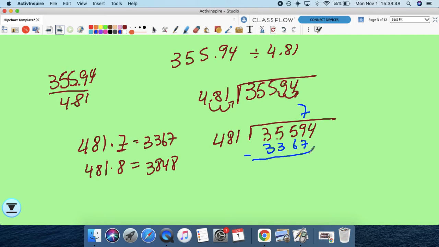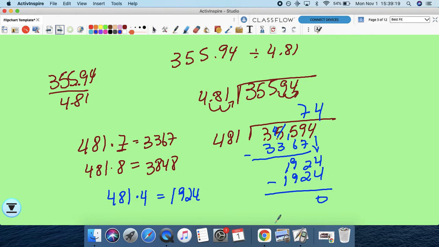Subtract. 9 minus 7 is 2. A little borrowing here, right? So 5 becomes 4, this becomes 15. 15 minus 6 is 9. 4 minus 3 is 1. What do we do now? We bring the 4 down. How many times can 481 go into 1,924? Let me try 4. 481 times 4 is 1,924. So we're good here. There we go.